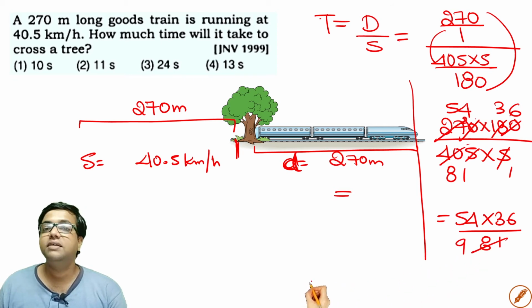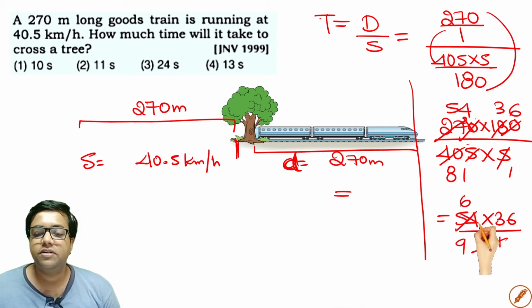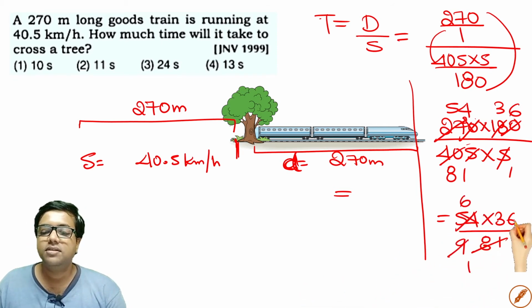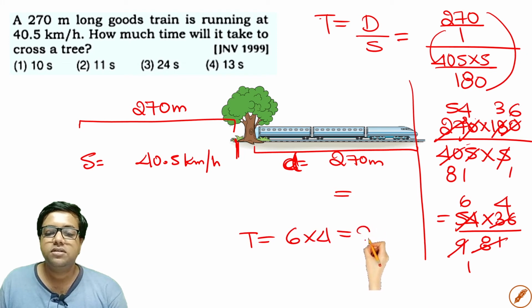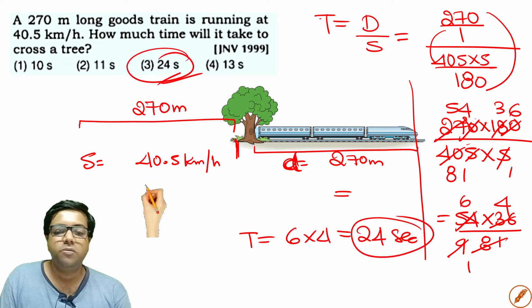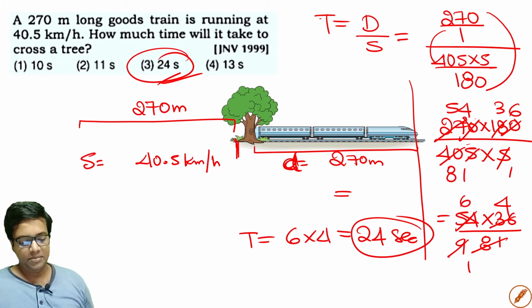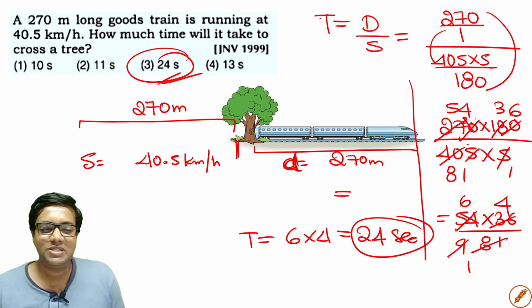9 9s are 81, 9 6s are 54. 9 1s are 9, 9 4s are 36. So the time you are left with is 6 into 4, which is 24 seconds. Option 3 is the right answer for this question.